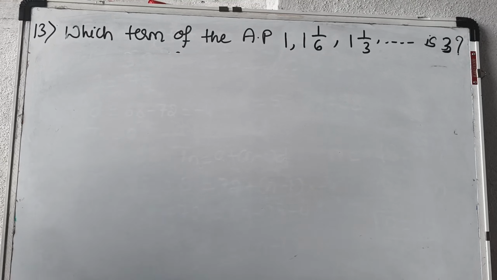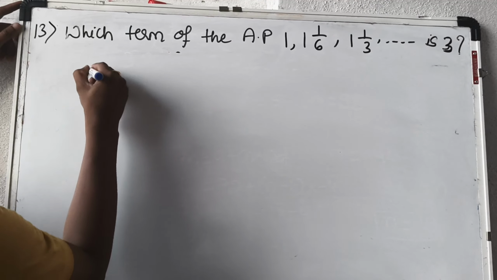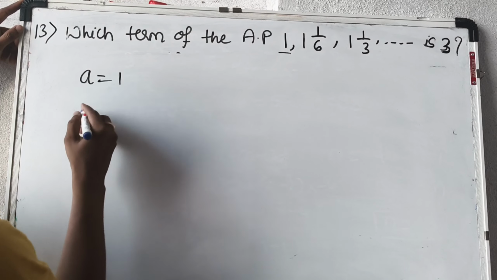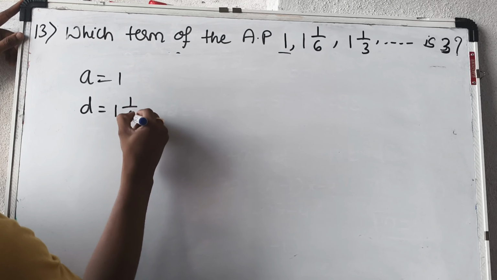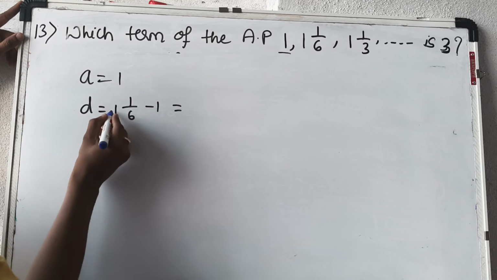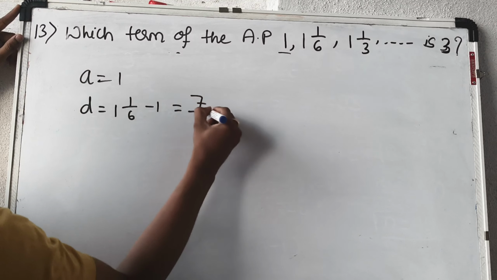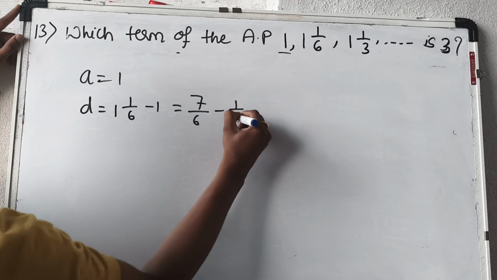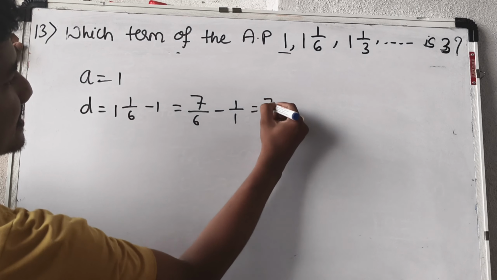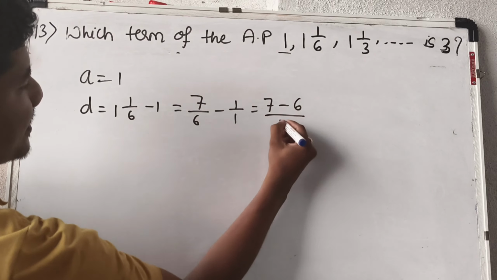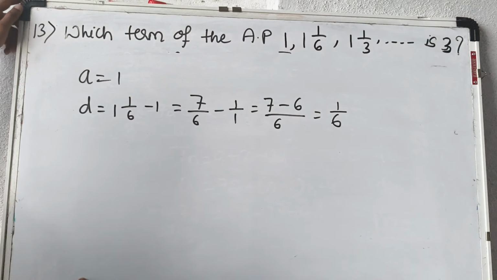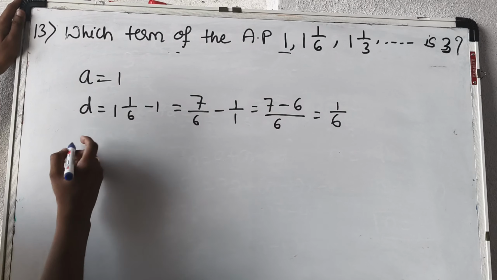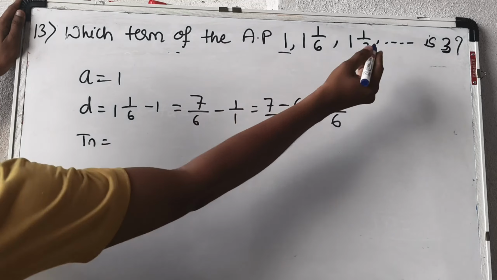Similarly, we'll go with the next question. Which term of this AP is 3, he is asking. The first term is 1 and the common difference is 1 by 6 minus 1, that is 1 whole 1 by 6 minus 1. 6 ones are 6, 6 plus 1 is 7, so 7 by 6 minus 1. Here the LCM is 6. 7 minus 6 by 6. 7 minus 6 is 1, so 1 by 6. Therefore the common difference is 1 by 6.